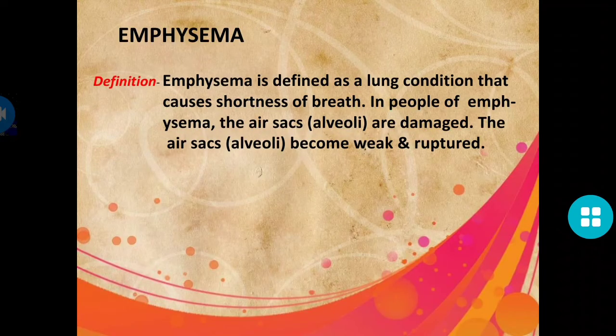Next is emphysema. Emphysema is defined as a lung condition that causes shortness of breath. In people with emphysema, the air sacs, the alveoli, are damaged. The air sacs, the alveoli, become weak and ruptured.